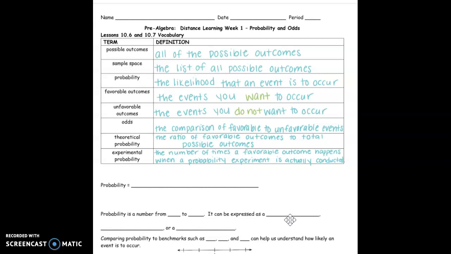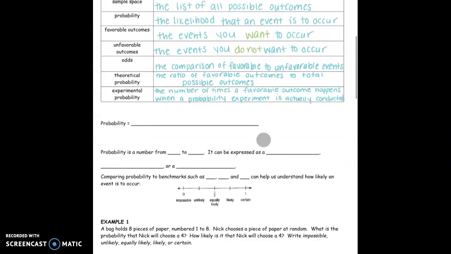Okay, getting now into our notes again. Probability is, again, what we want to occur over our total. And probability is a number from 0 to 1, and it can be expressed as a fraction, a decimal, or a percent.